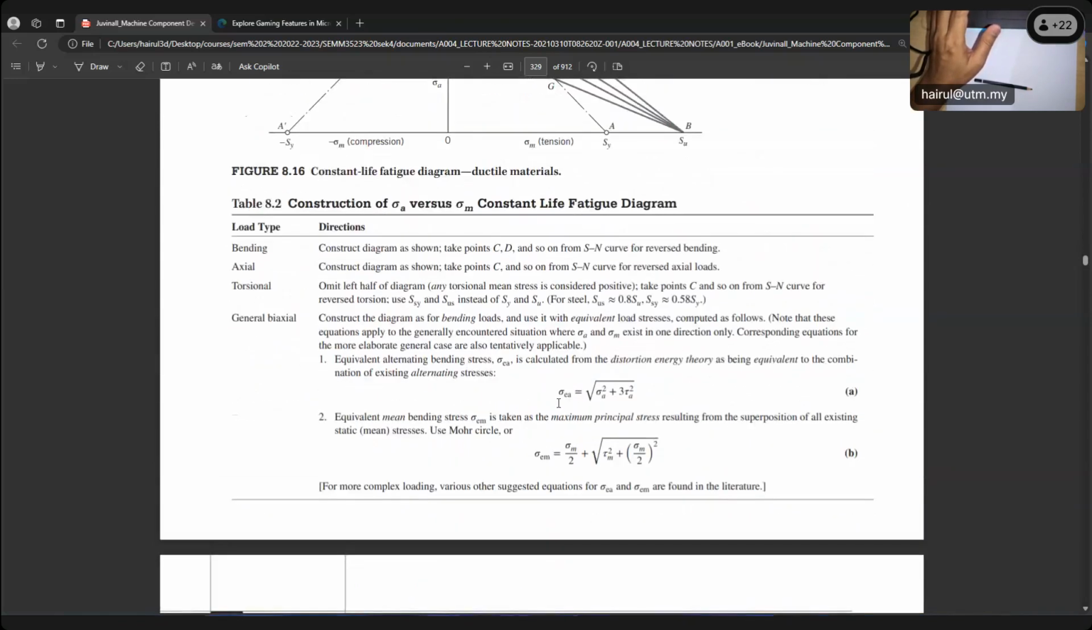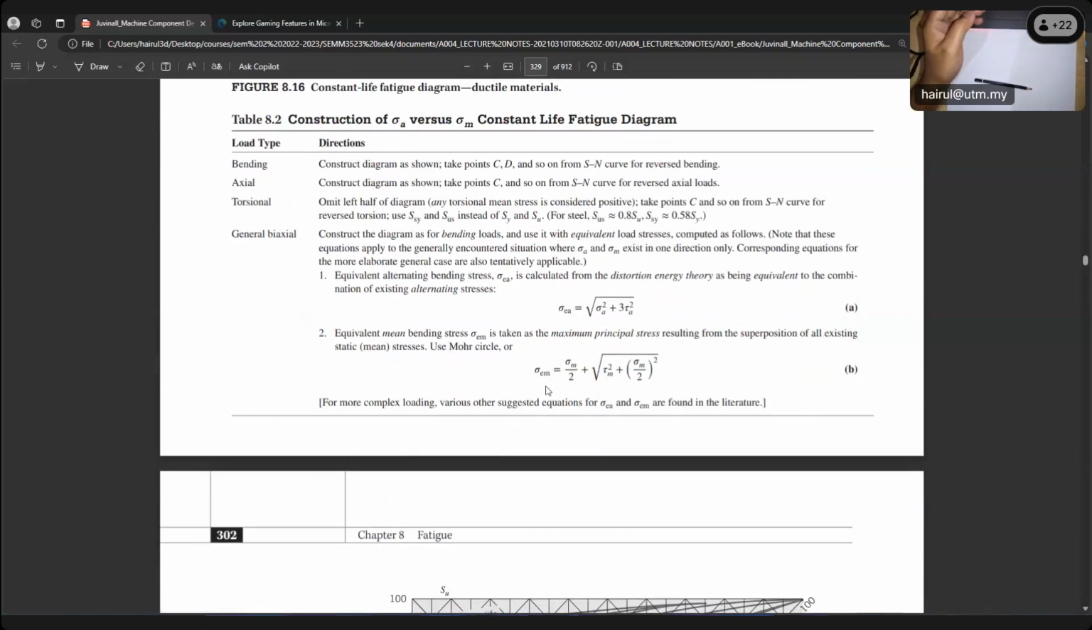Remember our sigma EA, we already discussed this previously: sigma EA is the square root of sigma amplitude squared plus 3 tau A squared. And for sigma EM, in our case we have sigma and also torsional stress. Sigma can be mainly bending, a combined load, sometimes axial. Later we will discuss one sample problem.